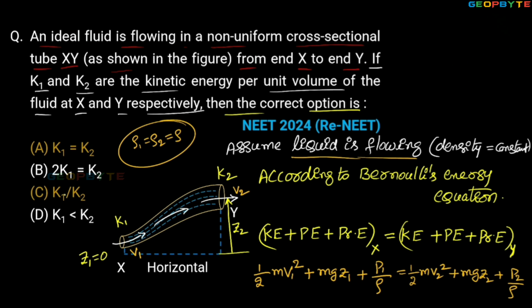No such option is available, so option C may be a printing mistake. K1 is more than K2. That is the relation between K1 and K2. Then with this correction, I can take option C as absolutely correct. Understood clearly? Yes.